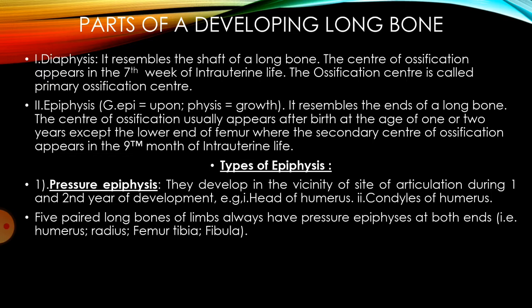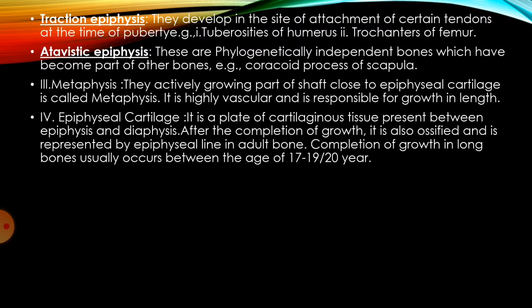Paired long bones of limbs always have pressure epiphysis at both ends, that is humerus, radius, femur, tibia and fibula. Next is traction epiphysis. They develop in the site of attachment of certain tendons at the time of puberty, for example tuberosities of humerus and trochanters of femur. Atavistic epiphysis, these are phylogenetically independent bones which have become part of other bones, for example coracoid process of scapula.